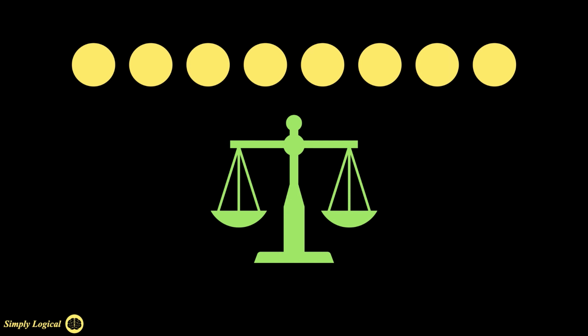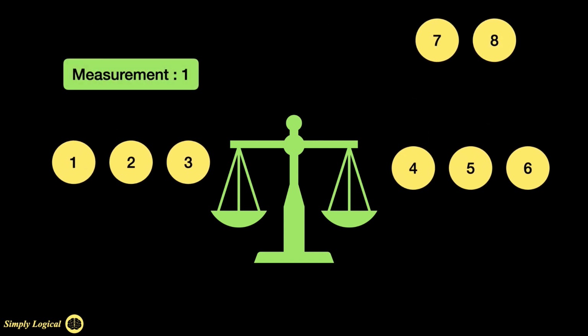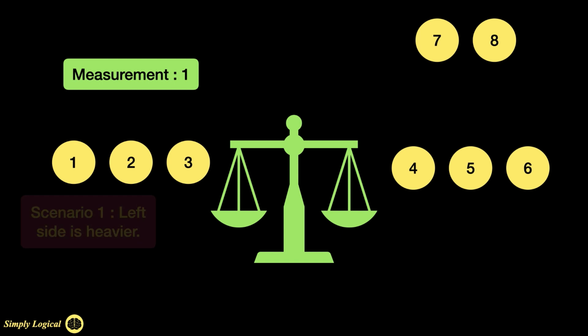Let me explain the solution now. For convenience sake, let's name the balls 1 to 8. First, we weigh 1, 2, 3 on the left and 4, 5, 6 on the right. This is the first measurement. There are three scenarios which can arise from this.